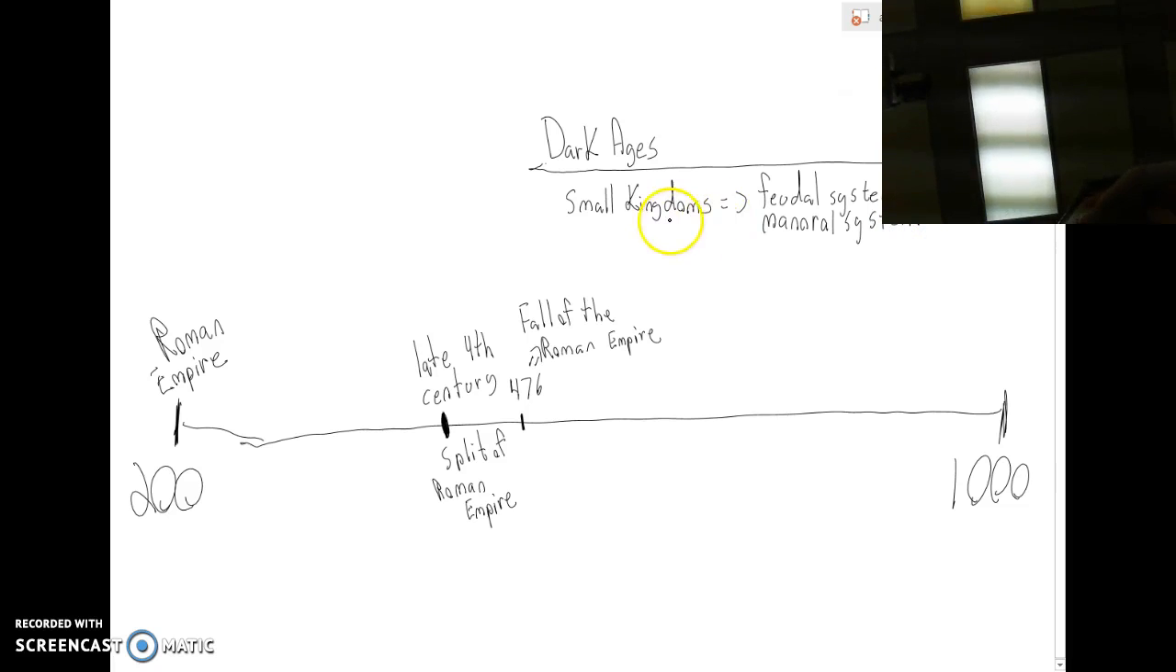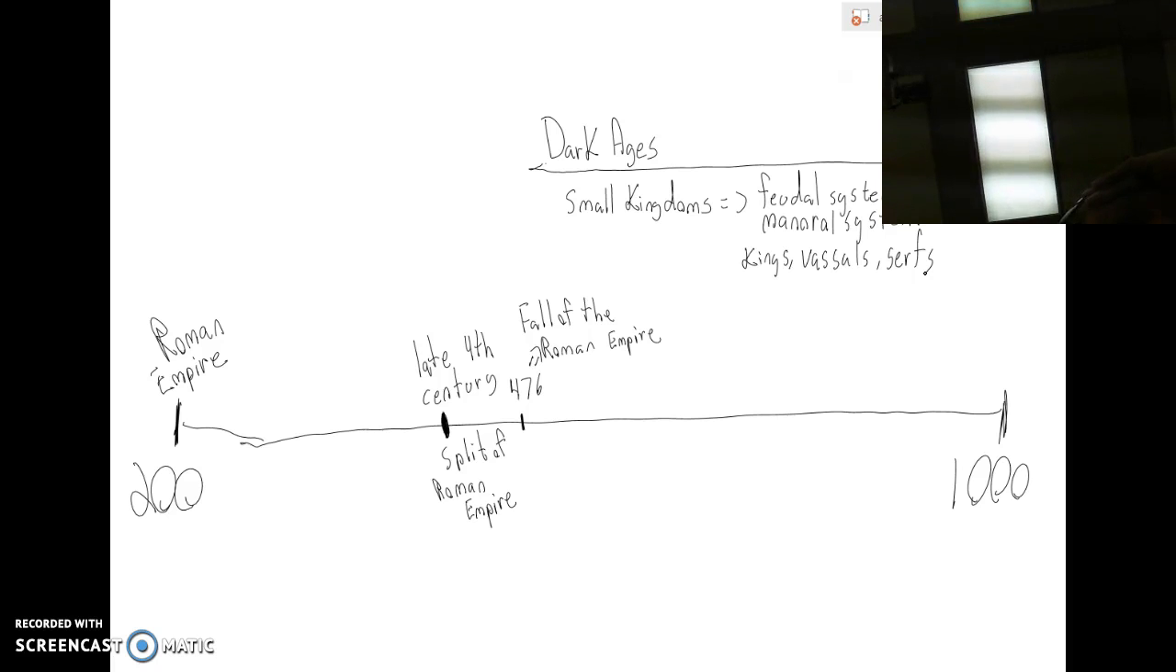So we're going to look at these concepts, look at the idea of kings and vassals and serfs. And you might want to think about some of the changes. So, for example, slavery was extremely prevalent in the Roman Empire. So how is serfdom different than slavery? So there's a lot you can write about here.